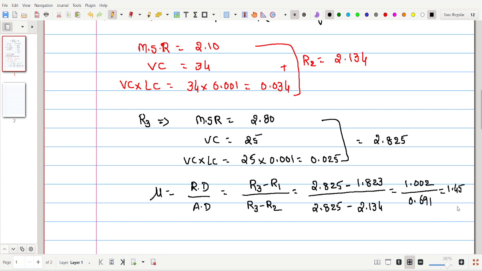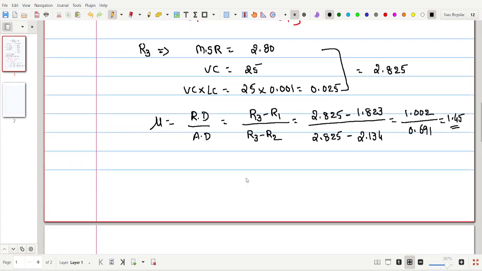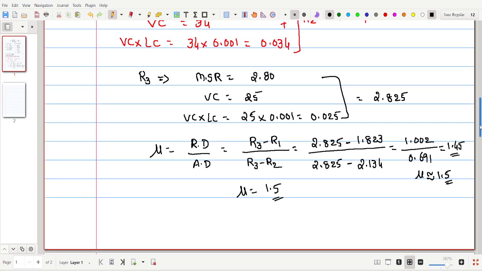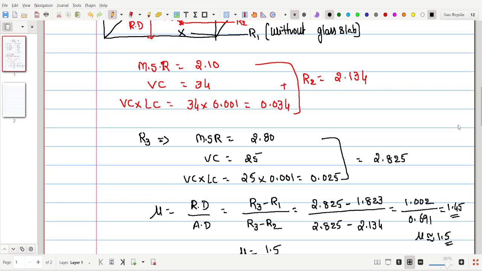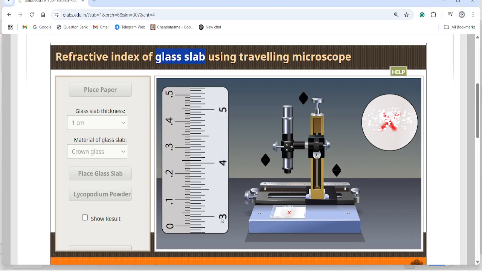It came to approximately 1.45. The mu value is 1.5, so rounding it off, this value is also approximately 1.5. Understood or not? So the experiment should be done like this. Is that clear, all of you? This is the way you need to do this experiment.